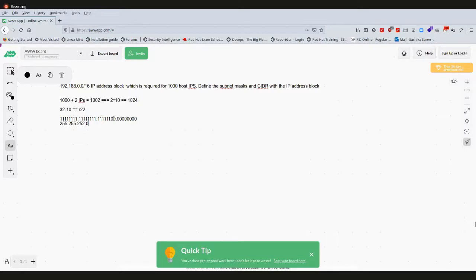So now we have defined and decided the slash notation. This is the CIDR notation, or slash notation, and this is the subnet mask we have defined. Now we need to decide the IP address set. It contains 1,024 IP addresses. We need to define the IP address set with the 1,024. Is it possible, just by looking at it, to decide it?